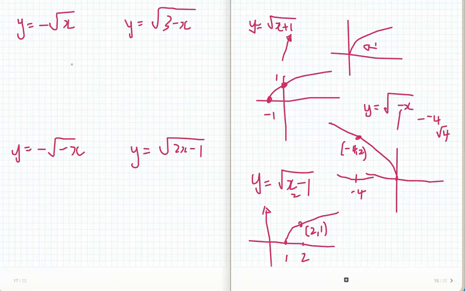Okay, 4 more examples that involve transformations. This negative out here is a reflection over the x-axis. So instead of it being here, the graph's going to reflect down there and look like that.